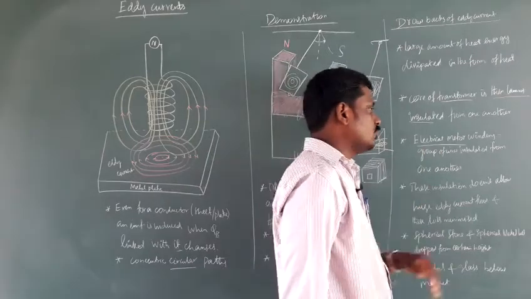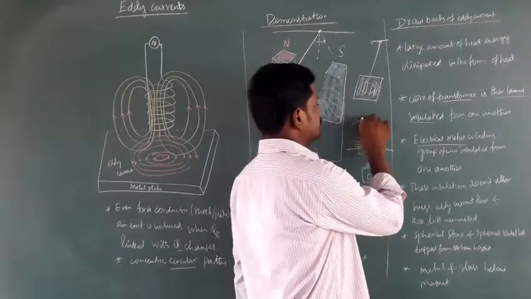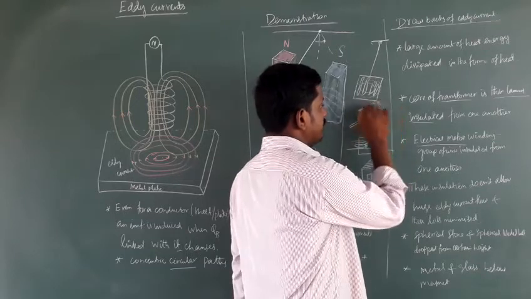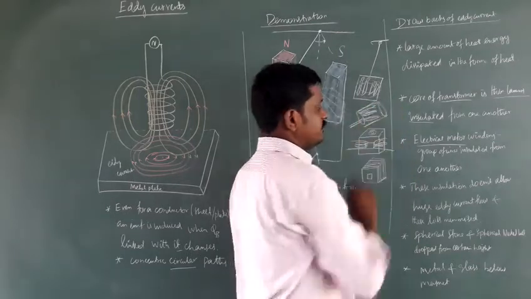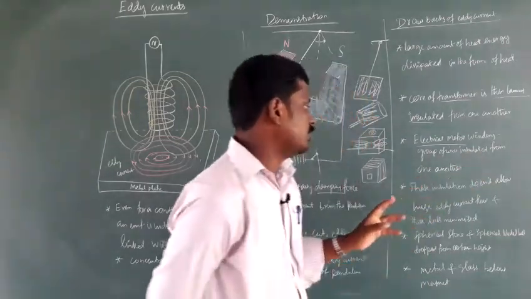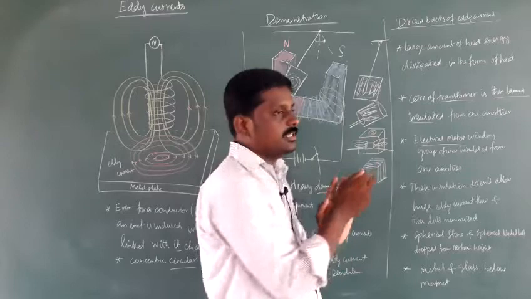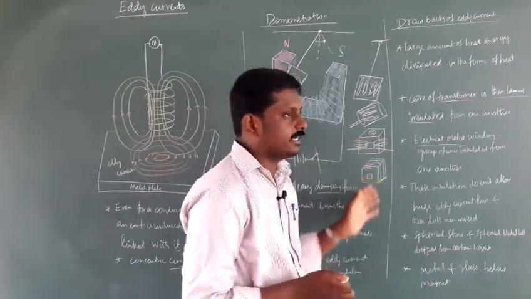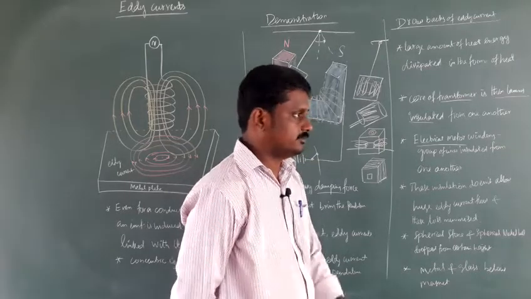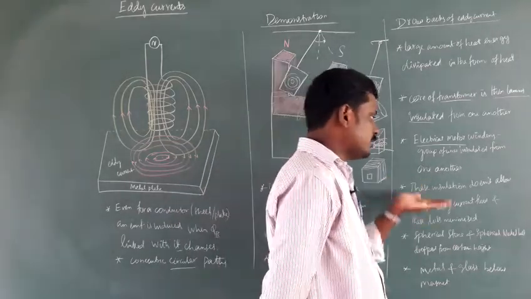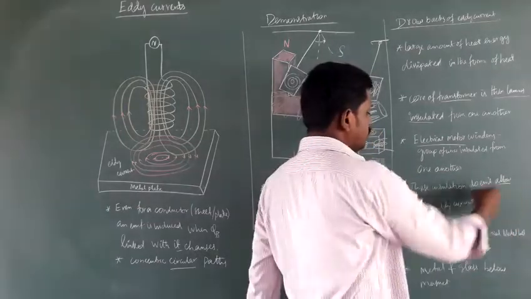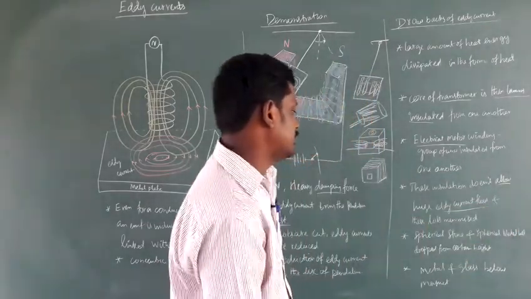Then electrical motors. In electrical motors there is a cylinder, and they wind it in different ways, with a group of wires insulated from one another. These arrangements reduce the eddy current. There will be a loss; the loss we can't avoid, but we can reduce the eddy current. These insulations don't allow the huge eddy current to flow, so the loss is minimized.